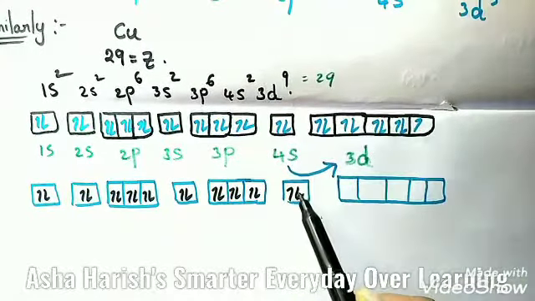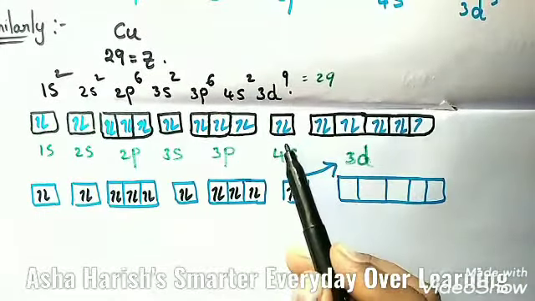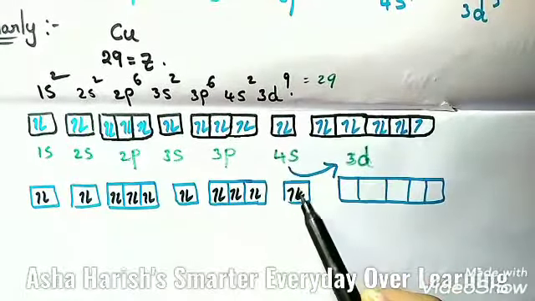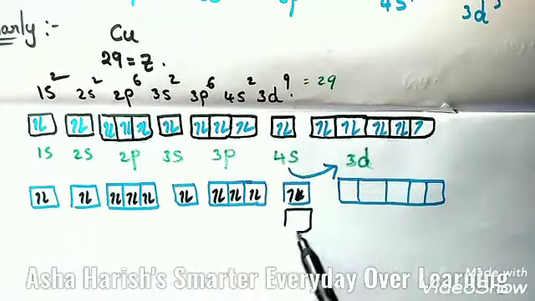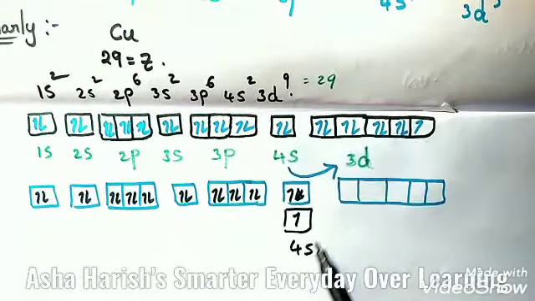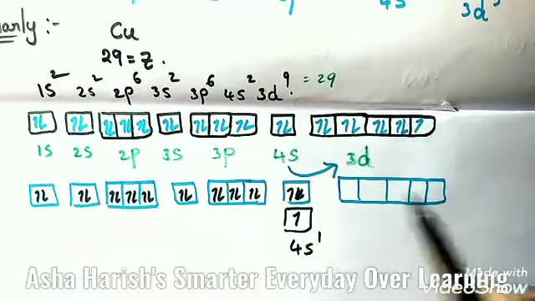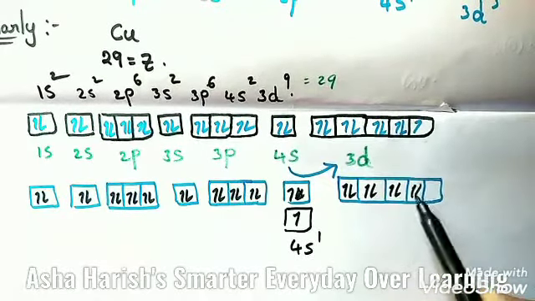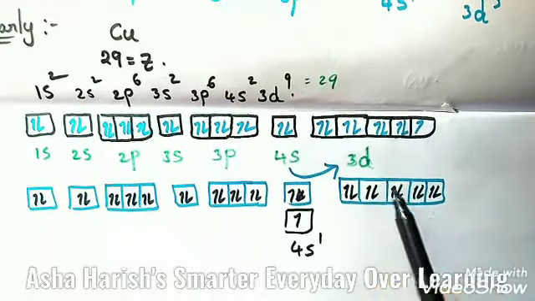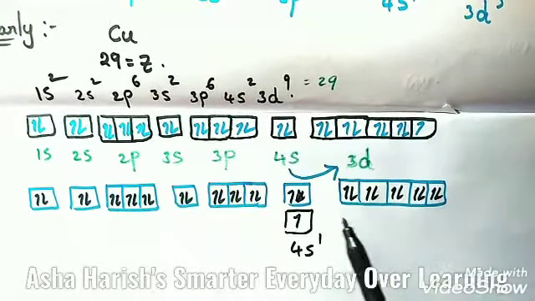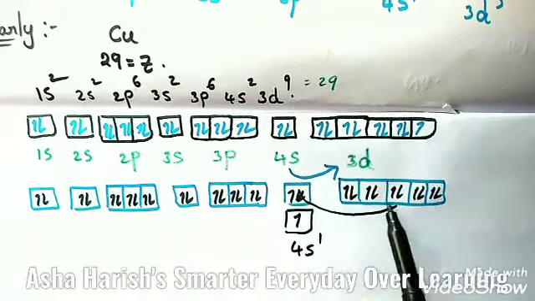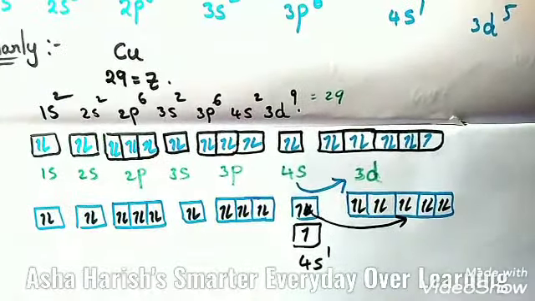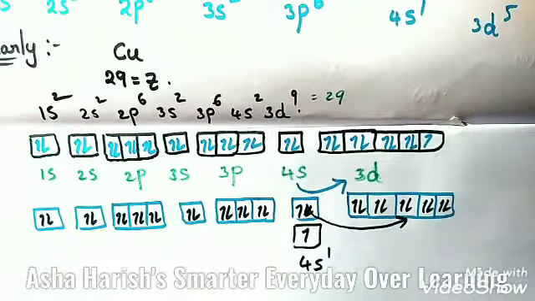So here, students, if you see, one electron should shift from 4s to 3d, so you should not draw 2 electrons here, it should be 1, that is 4s1. This electron should come here, so that while filling these electrons, the d orbital is completely filled. Why? Because of the shifting of this electron to here. So this is the electronic configuration for copper. That is the exceptional configuration, students.